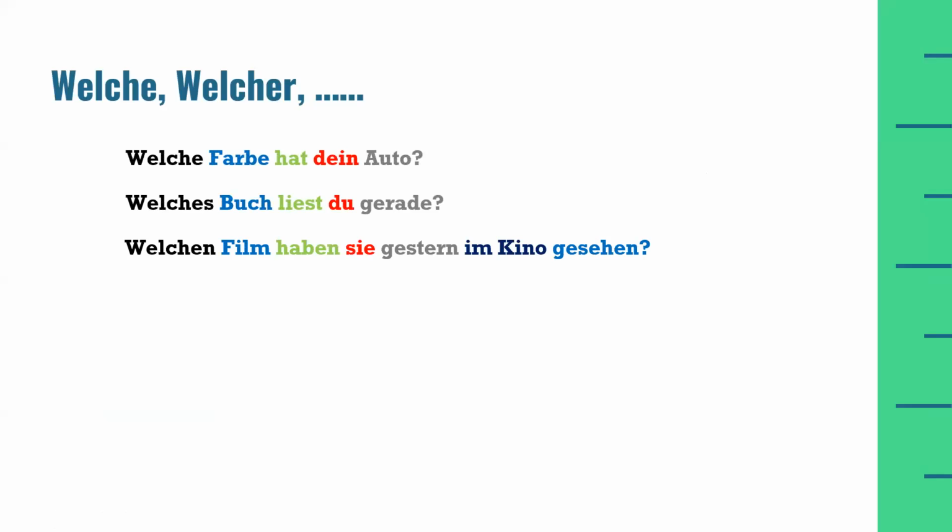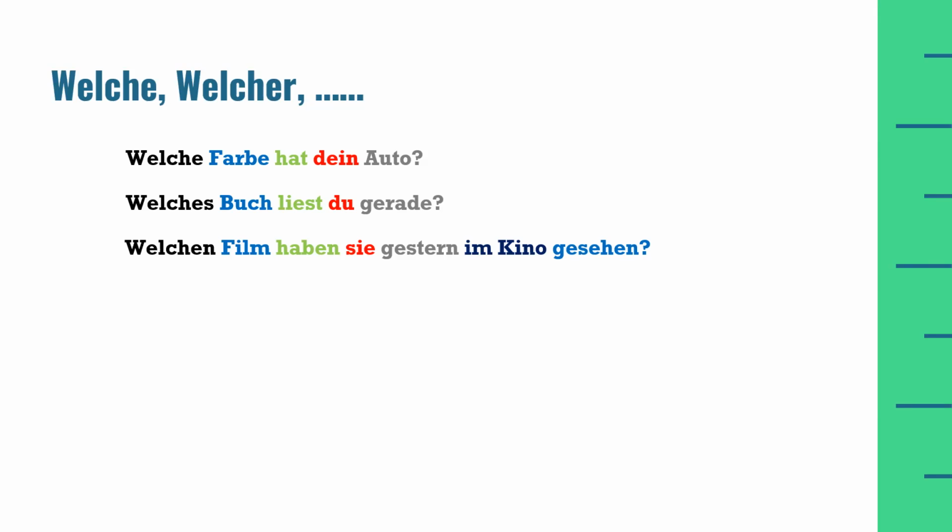Welchen Film haben Sie gestern im Kino gesehen? Which film did you see yesterday in the cinema? Now, in this sentence, the film is being seen, so the film is the object of the sentence, and the object of a sentence is always accusative. So, in the case of the masculine noun Film, we have to use the en ending for a masculine noun in the accusative case. So welche becomes welchen. Welchen Film haben Sie gestern im Kino gesehen?